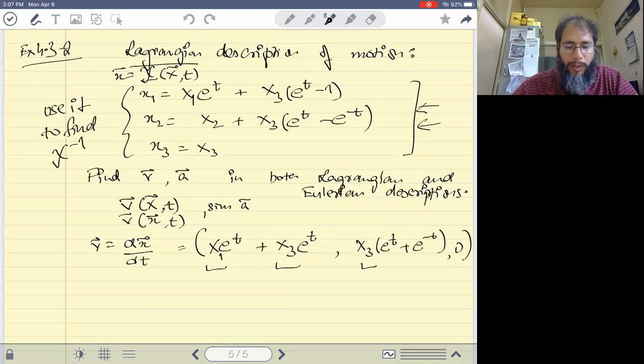Or you can start with the chi inverse function and take a derivative of that with respect to x. Sorry, no, that's wrong. This is the only way. So you find the velocity field in terms of the Lagrangian description, and then you replace the values of capital X1, capital X2, and capital X3 in terms of small x1, small x2, and small x3 using the inverse transformation chi inverse. Okay, so I won't do it here. It's a solved example in the book. You can refer to the book for details.